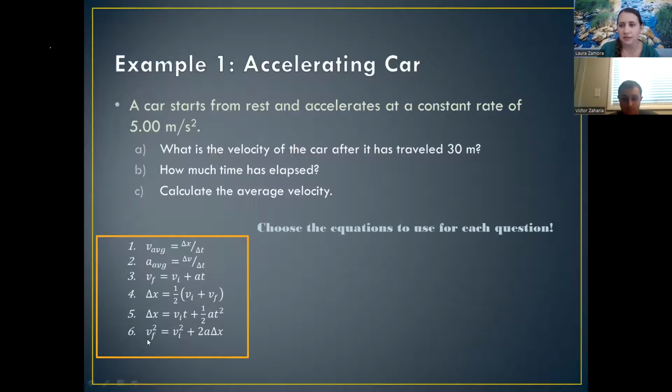Okay, yeah, number 6. So the final velocity, right? That's what we're looking for. Initial velocity, that's what we have. We have acceleration, delta x, right? That's our change in position. If we look at this statement of part A, it says after it has traveled 30 meters, right? So we know that it's changed its position by 30 meters. So that means we have delta x. So number 6 would be a great equation to use for part A because it has all the things that we need and the things that we are given. Cool.